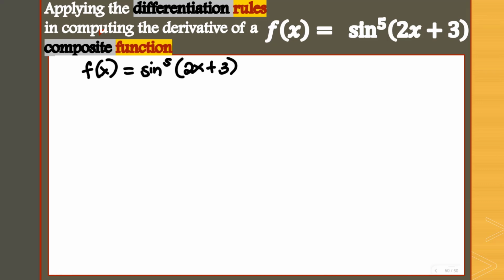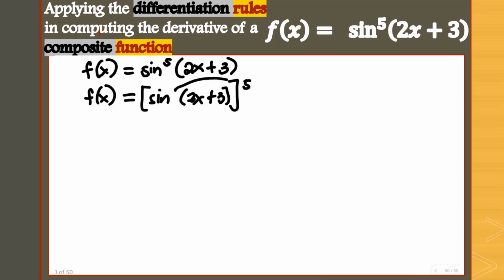Take note that if we have the exponent here, of course we can move it out. This is also the same as writing this into this form, sine of the angle 2x plus 3 raised to the power of 5. They're just the same whether we have the exponent here or there.